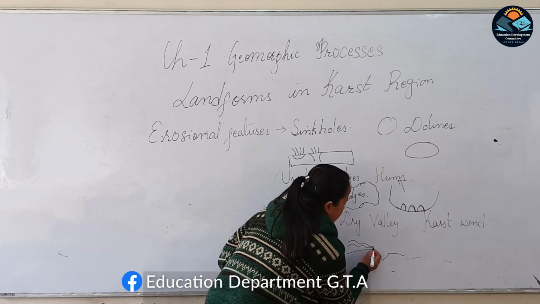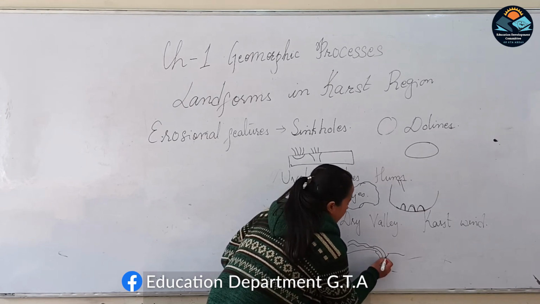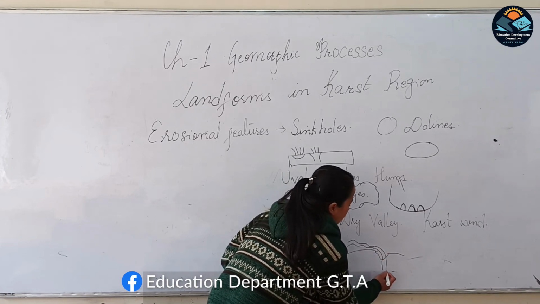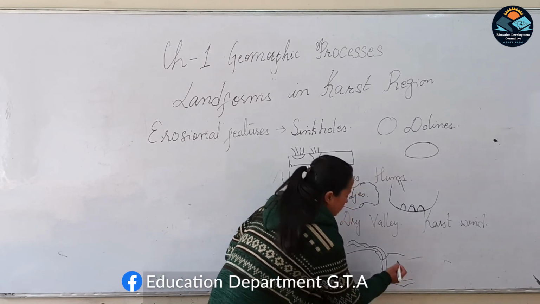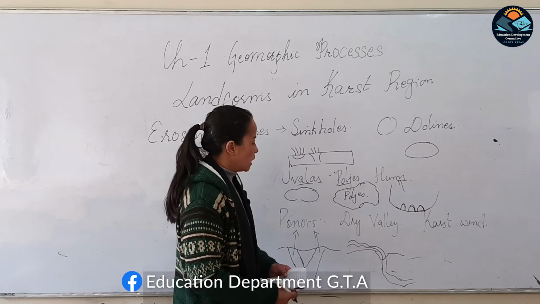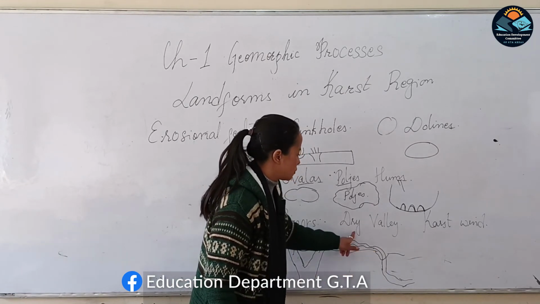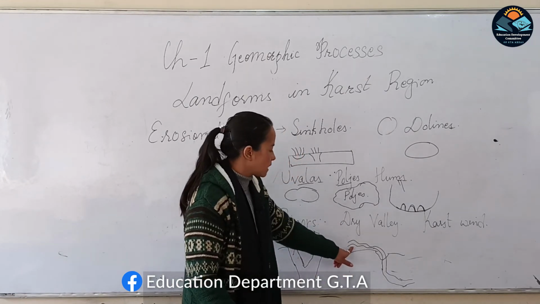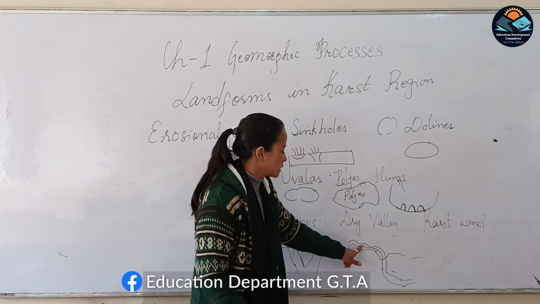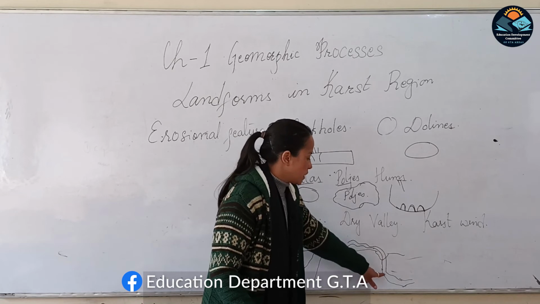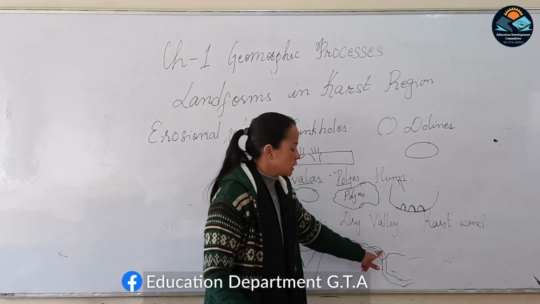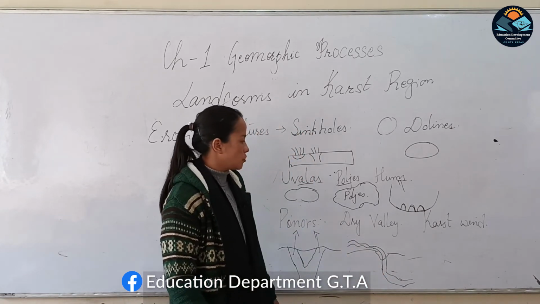So the stream will sink in this hole, it will enter the hole, and flow under the ground as an underground river. So this is known as a dry valley. It seems that the valley has dried up because all the water is entering underground through this hole. That is called a dry valley.